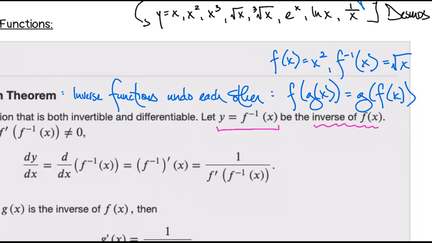I really like that next example as well. This idea that if you have +3 and -3, we undo the +3 with a -3, right?